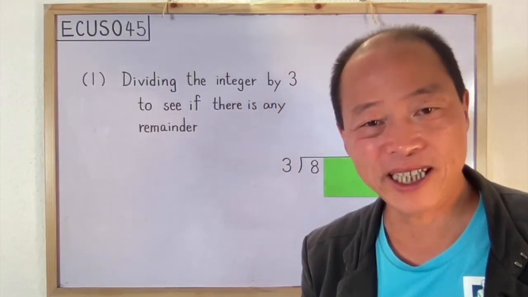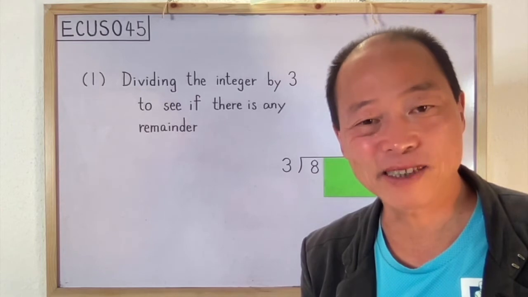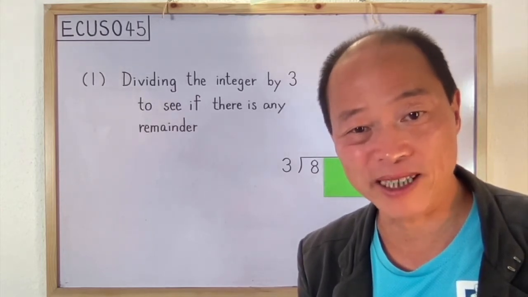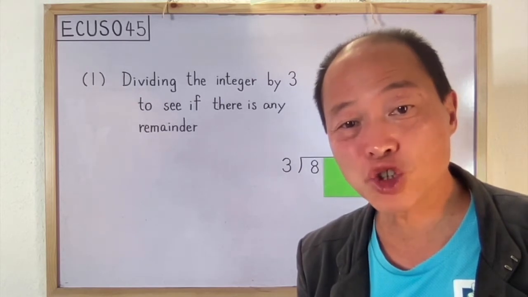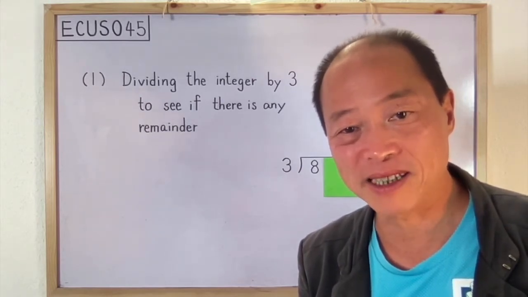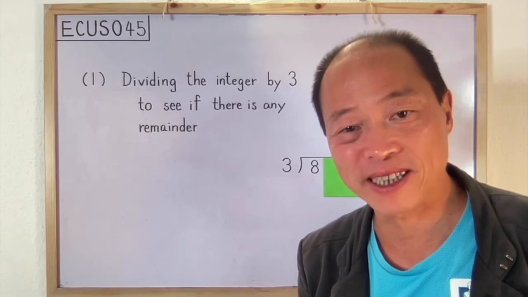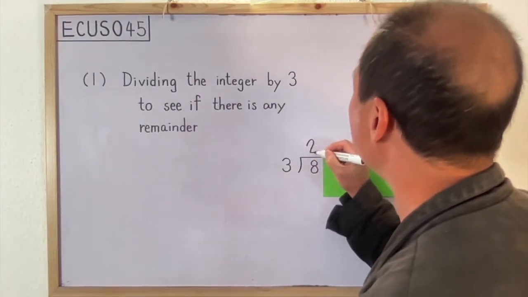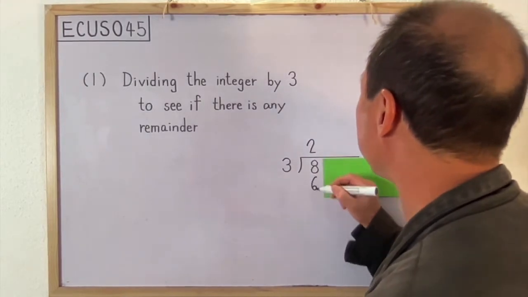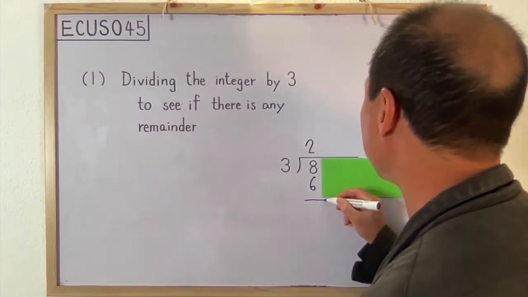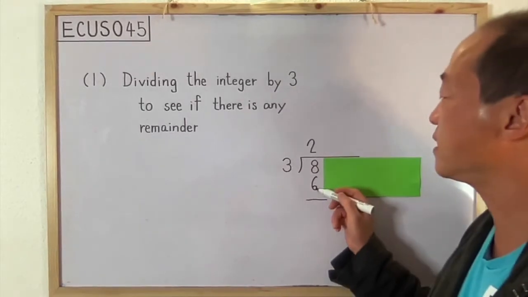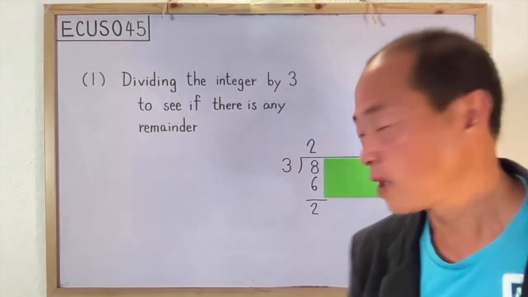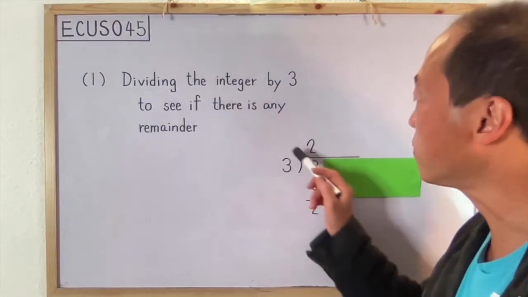How many 3 can we take out from 8? The answer is very simple. We can take out 3 2 times from 8. Taking out 3 2 times from 8 means taking out 6 from 8. Therefore, we write 3 times 2 equals 6. After we take out 6 from 8, the remainder is 2. 2 is smaller than 3.